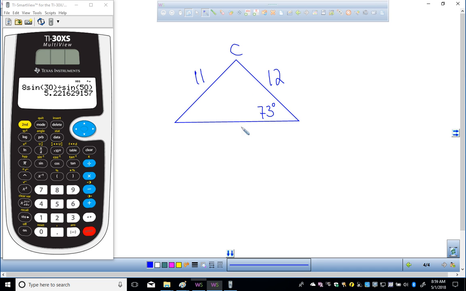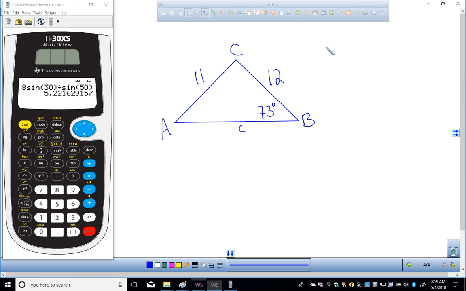Now the letters don't always have to be A, B, and C. You can call them X, Y, and Z and stuff like that. So which situation do I have here? Angle, side, angle, or side, side, angle? Side, side, and an angle. So again, I can use law of sines, but I have to know that it's an acute triangle, meaning all angles are less than 90 degrees. Otherwise, you run into the ambiguous case, which you'll learn about next year.